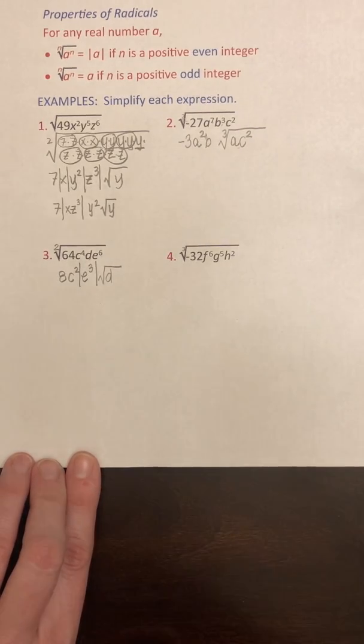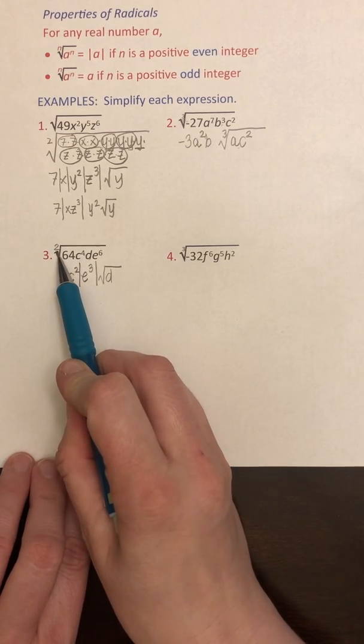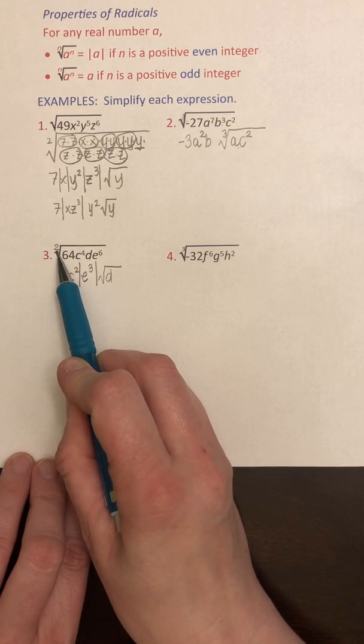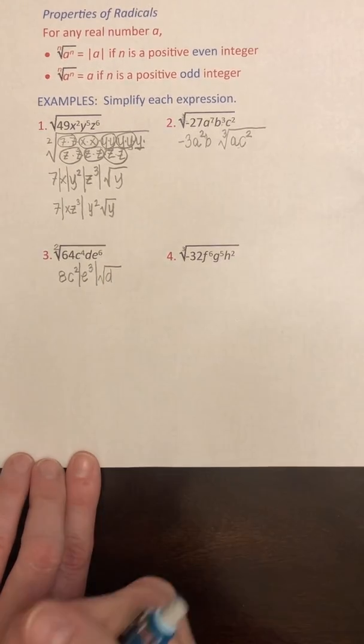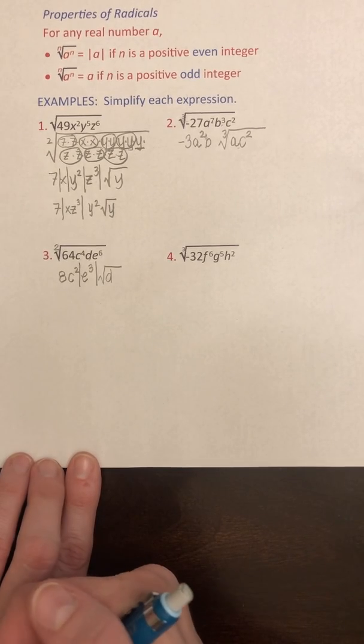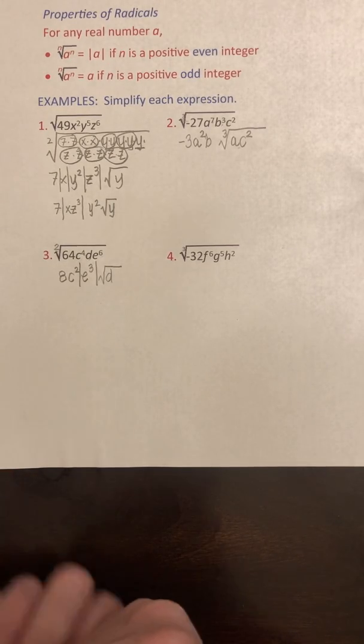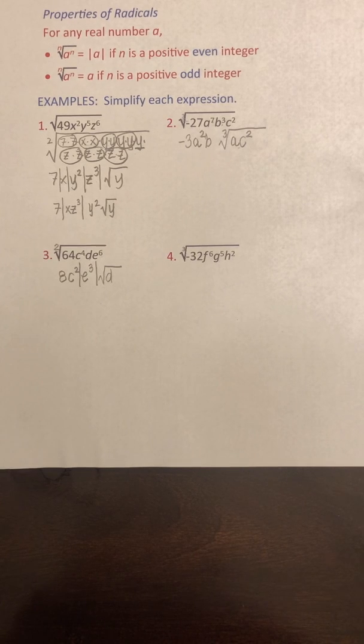So one way to think about it is like this. If your index is even and your exponent is odd, then you need an absolute value bar. That might be a little trick to making that a little bit easier. I'll say that again. If your index is even and your exponent that you've taken out is odd, that's usually an indicator that you're going to need that absolute value bar. All right, so let's take a look at number 4.